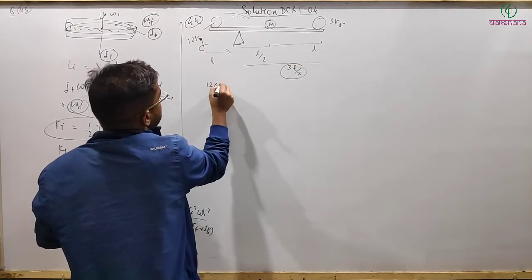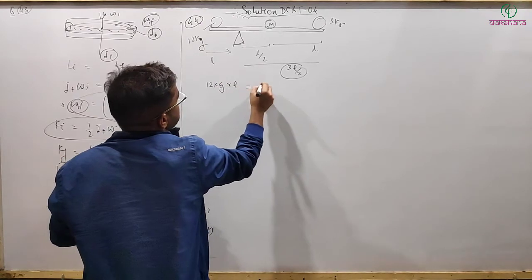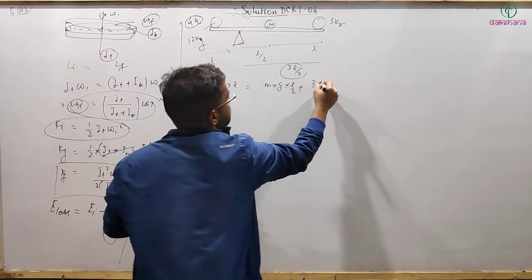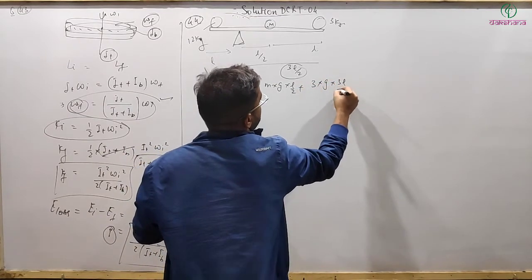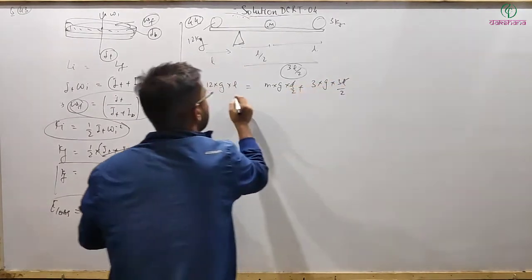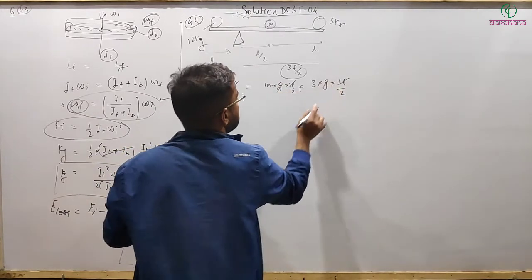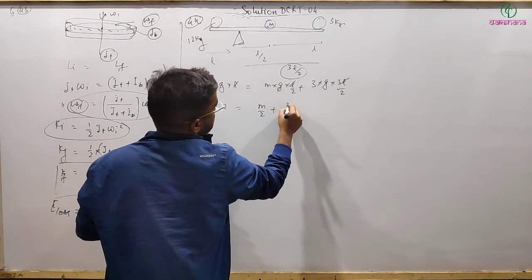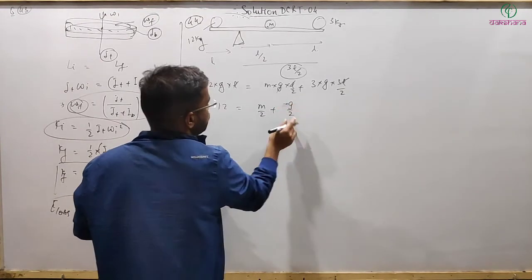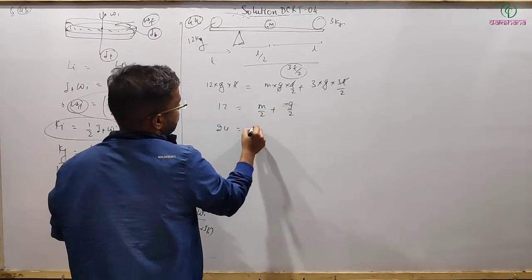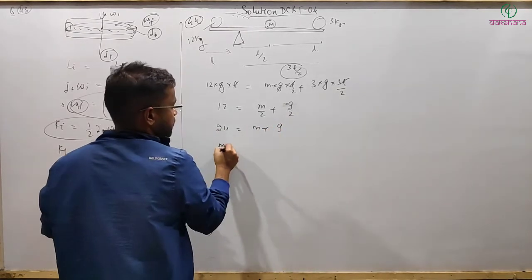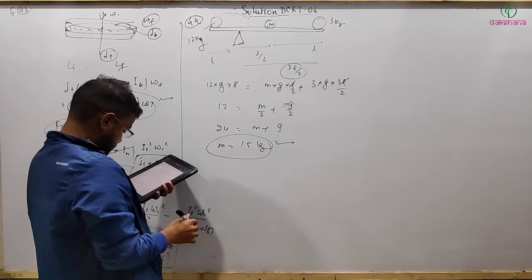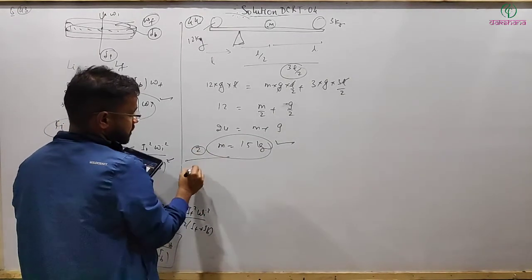So then 12 into G into L must be equal to M into G into L by 2 plus 3 into G into 3L by 2. L, G cancel out. 12 equal to M by 2 plus 9 by 2, multiplying, 24 equal to M plus 9, M is equal to 15 kg. This is the answer matching with option number 2. Next question number 45.